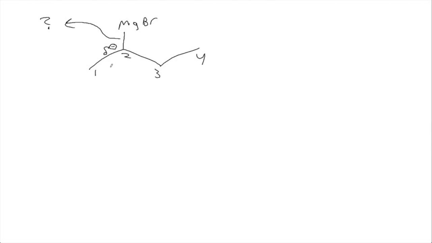Normally, where do nucleophiles get their electrons from? A negative charge, lone pair? From lone pairs, but neutral carbons don't have lone pairs. Okay, good. So this is how Grignards react.